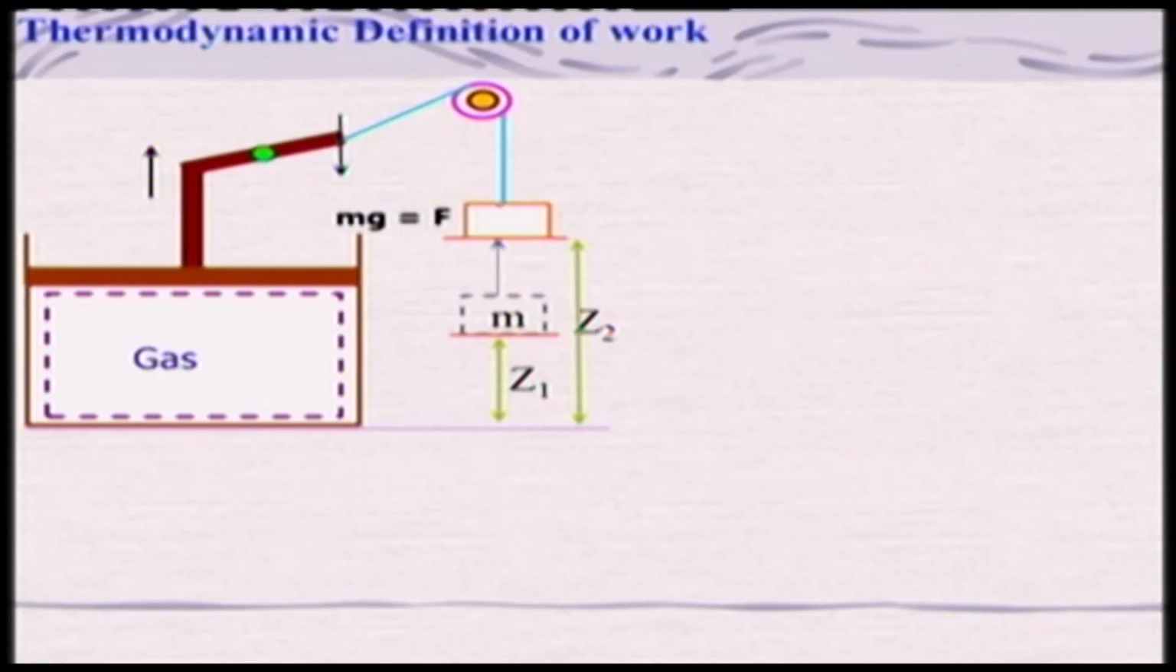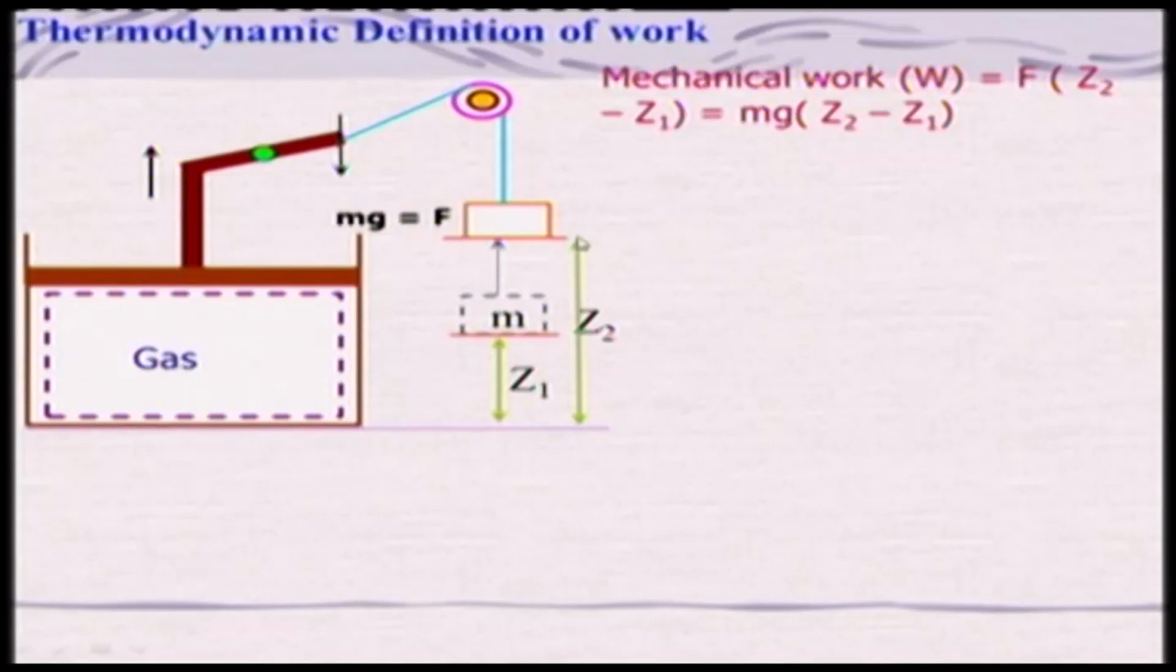Because this mass is moving through a gravitational force field, the change in potential energy is nothing but your mechanical work, that is F into (Z2 minus Z1), this distance, right. And the F we know is the gravitational force, so m into g, the mass of this weight times g, the acceleration due to gravity, right. From this, what can we observe? Can we redefine the definition of work that we had seen in mechanics?